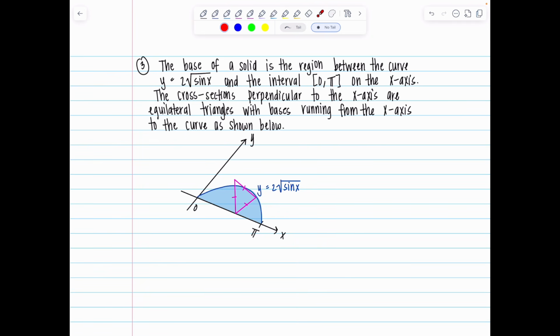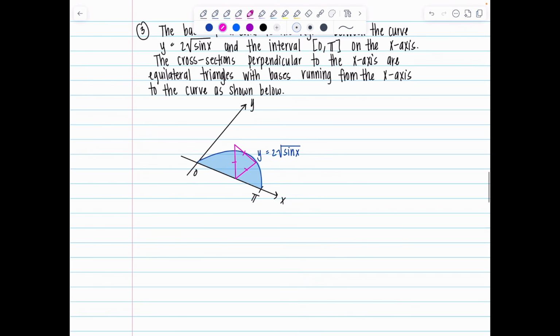Okay, so let's draw off to the side what's going on here. We've got this equilateral triangle. Oh, let's move it over. All 3 sides, right? Same length. And I know the base down here is 2 square root of sine x. Well, the formula for the area of a triangle is 1/2 base times height. So I already know the base. I just need to know what the height is in terms of x.